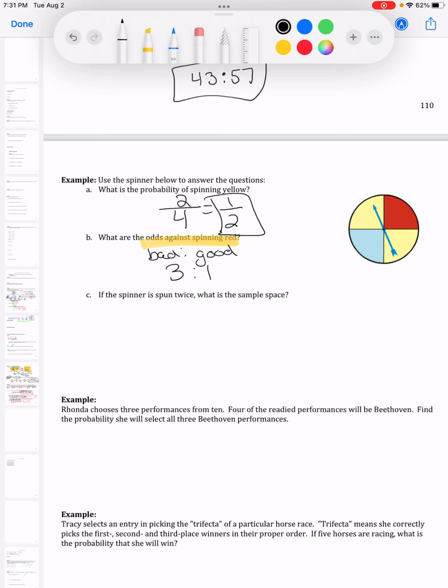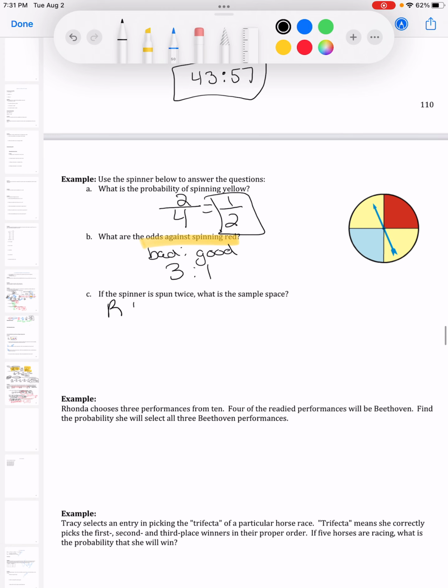So if the spinner is spun twice, what is the sample space? So if I were to spin that one time, I might get, let's just say, red the first time. If I spin it again, I could get red again, or I could have gotten yellow the second time, or I could have gotten blue. So going back to listing all the possibilities like we did in chapter 10, you can make a tree diagram for this as well, or we could just list it out.